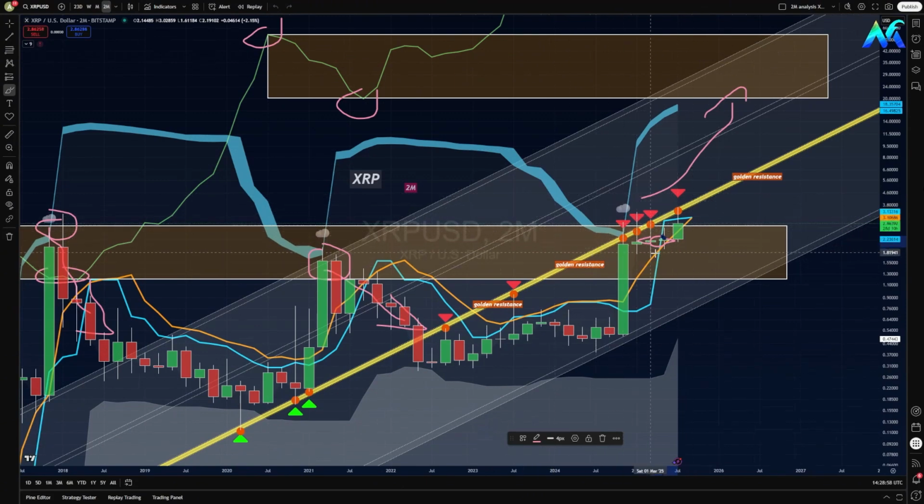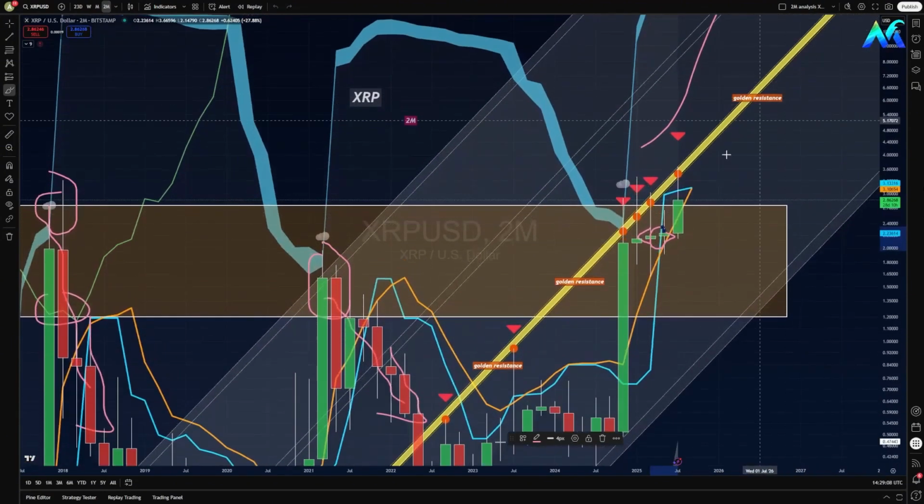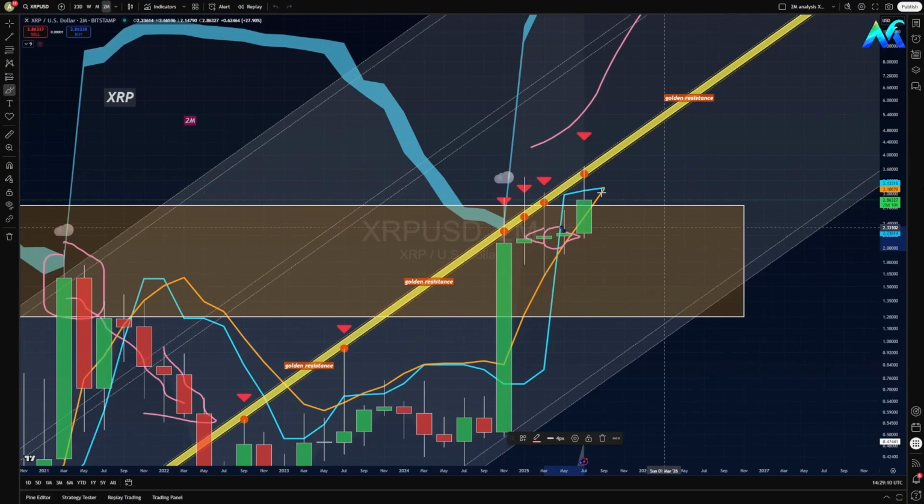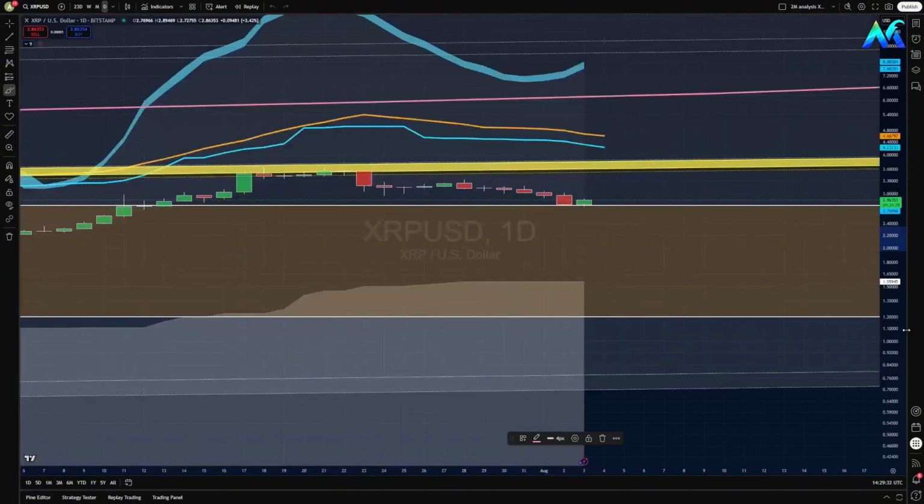And now you can see that XRP is trying again to go through. And now you will understand what is really going on, because if we go on, you can see just right here, before I go on the daily time frame, let's have a look at the box. The top of the box is around $2.75. And now if I go on the daily time frame, look what is going on right now.